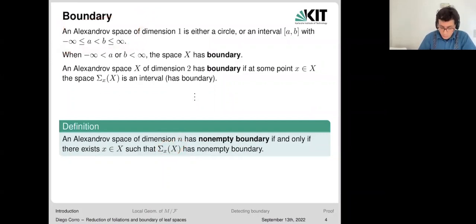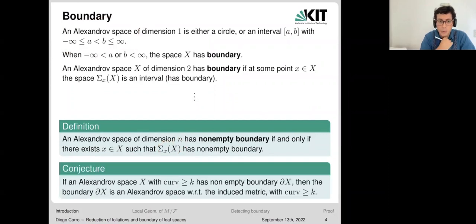And there's the following conjecture that's still quite open, that says that if we have an Alexandrov space with curvature bounded below by K and it has boundary, then the boundary with respect to the restricted metric, the induced metric, is again an Alexandrov space with the same curvature bound. I mean, it could have a better bound. So think of the disk in R^n. The boundary will be the (n minus 1)-dimensional sphere. And of course, that has curvature bounded below by one, but that's still bigger than zero.